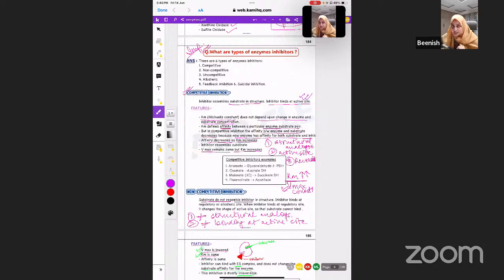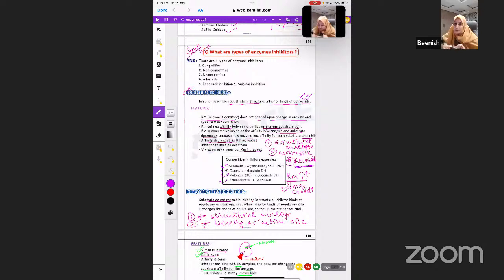But this inhibition is reversible, as I've mentioned here. So it can be overcome by increasing the concentration of the substrate. Then having a look at the examples of competitive inhibitor, you have arsenate, malonate, fluorocitrate, and oxalate. Okay. Then talking about non-competitive inhibition, here what is happening?